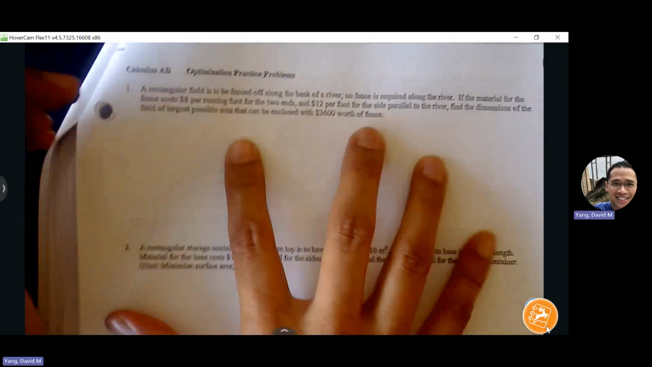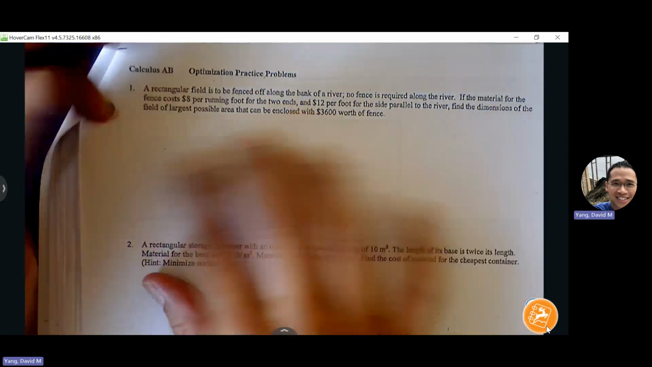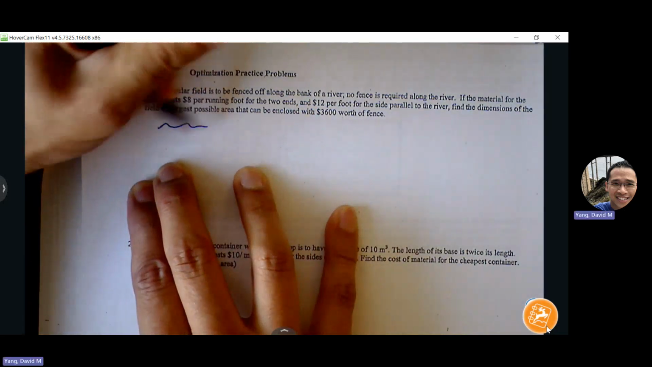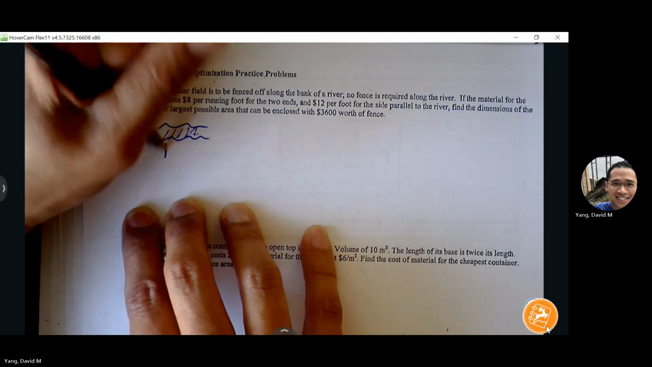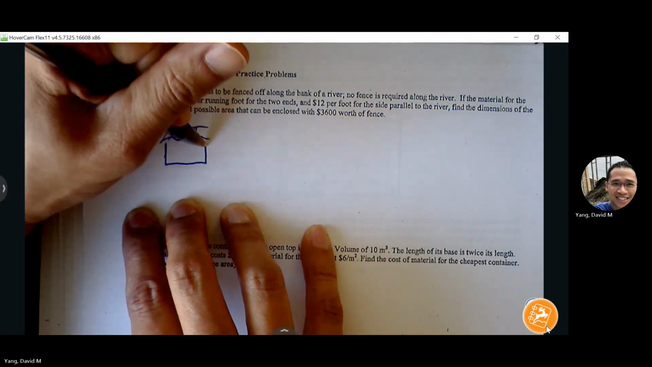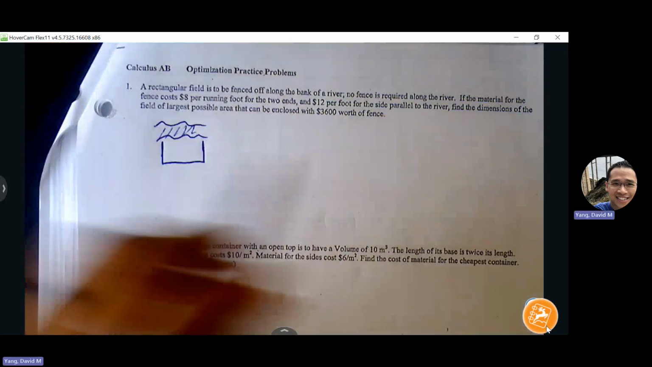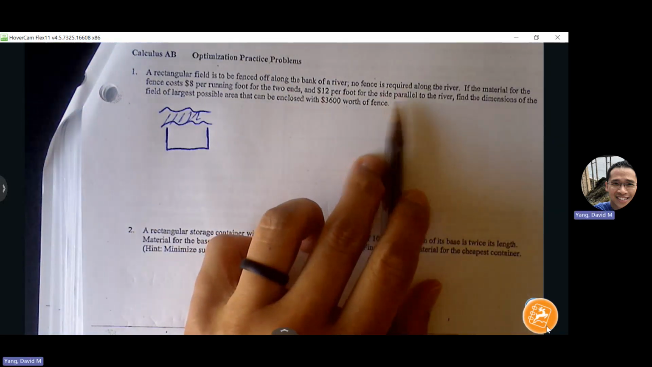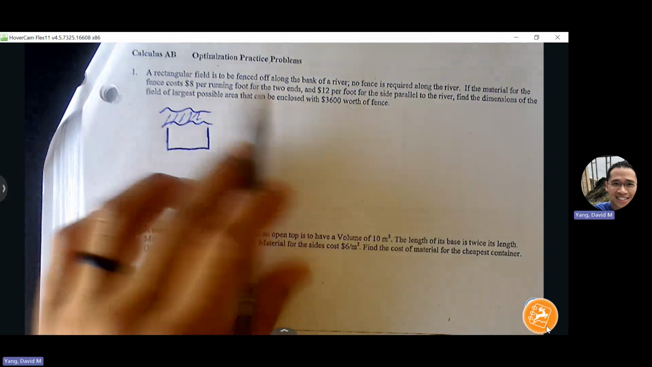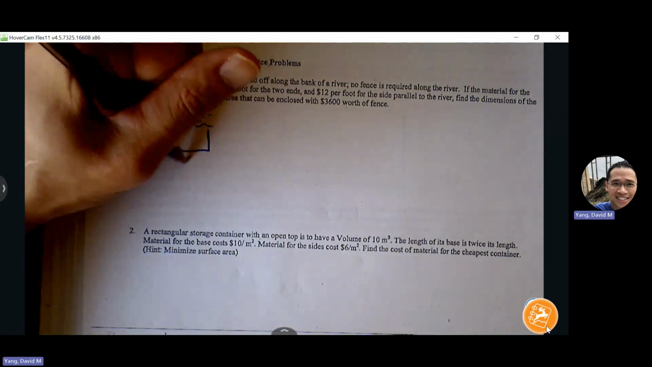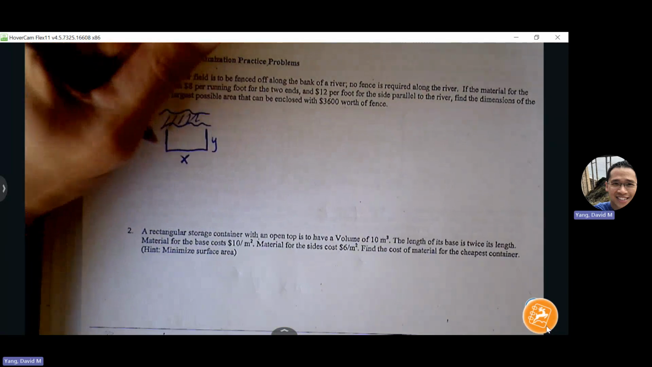Okay, a rectangular field is to be fenced off along the bank of a river. No fence is required along the river. The material for the fence costs $8 per running foot for the two ends. So I'm going to call the horizontal the X and my vertical the Y.